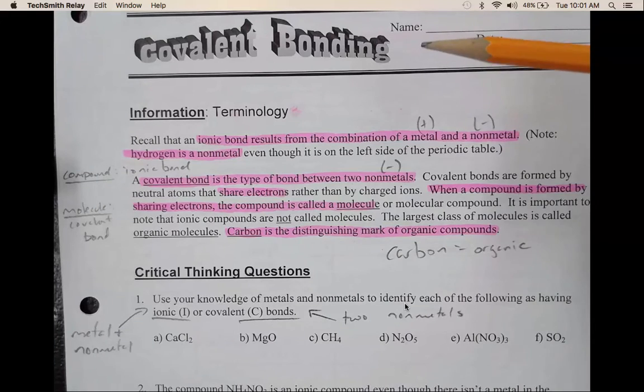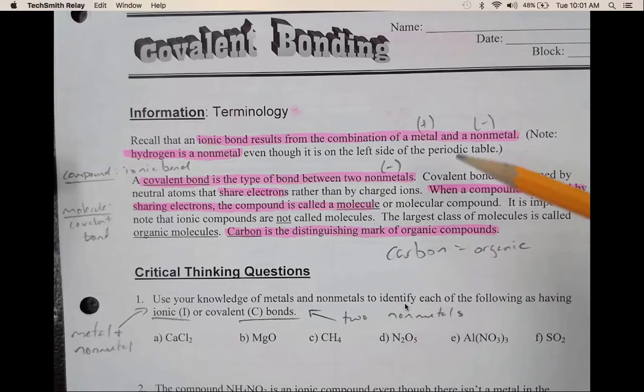Today we are taking a look at covalent bonding. Right in the beginning, there's some terminology, so it starts off by reminding us what an ionic bond is. Remember, an ionic bond is a metal and a nonmetal.